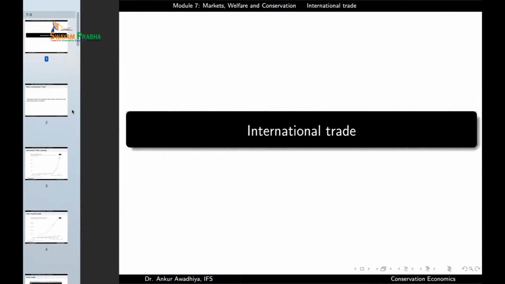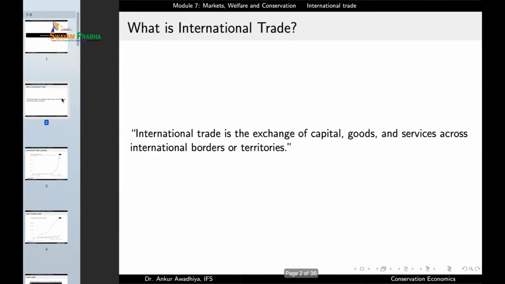Namaste. We carry forward our discussion on markets, welfare, and conservation, and in this lecture, we shall explore international trade. So, what is international trade? International trade is the exchange of capital, goods, and services across international borders or territories.